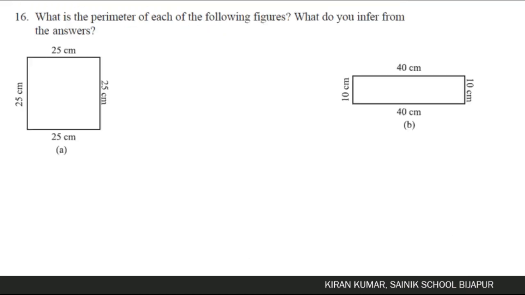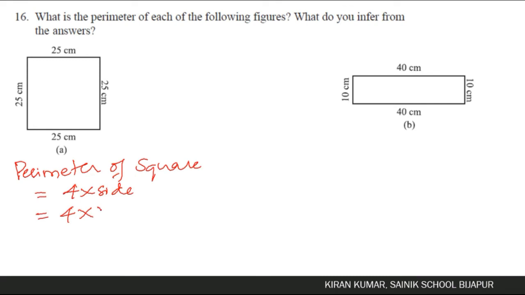Question number 16. What is the perimeter of each of the following figures? What do you infer from the answer? Look at the first figure here. All the sides are equal, so it's a square. The perimeter of square is 4 times the side. That is 4 times 25, which will be 100 centimeter.